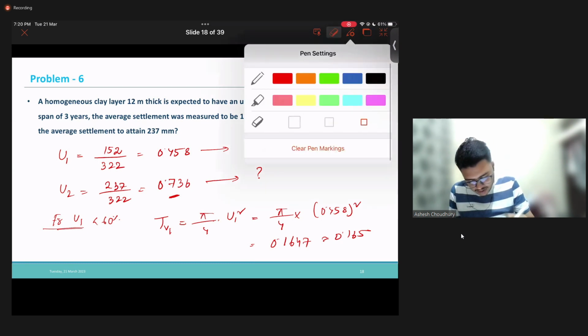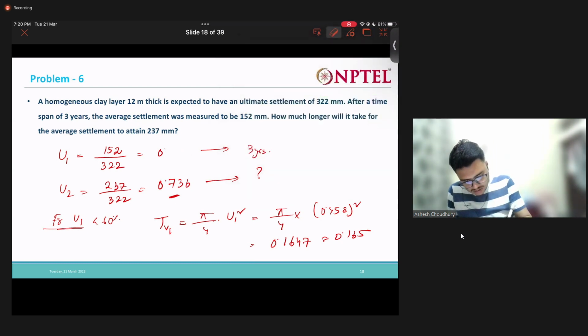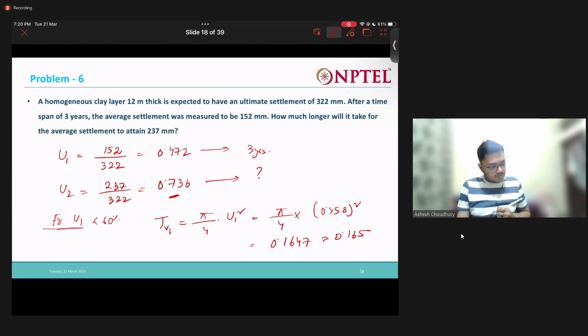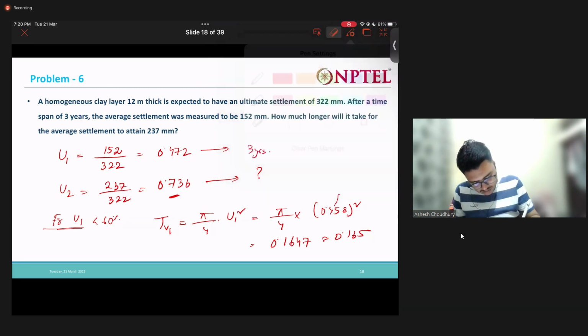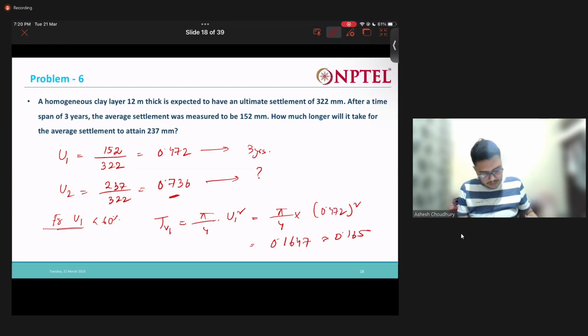One mistake I've made here. See, this one should be 0.472. Right. Please correct this one. 0.472.